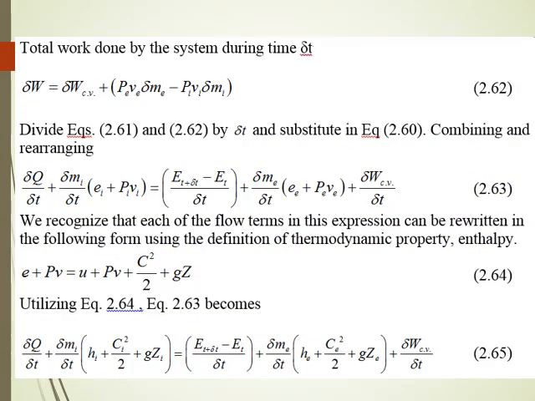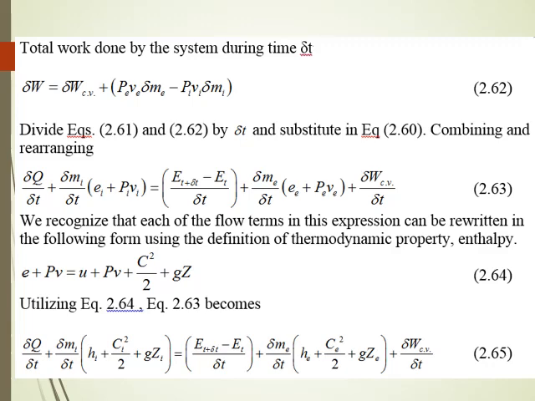Now the total work done by the system during time delta t, del W, is equal to del W CV plus PE VE del me minus PI VI del mi. Now the second term, PE VE del me minus PI VI del mi, is basically the flow work, meaning the work associated with the masses del mi and del me crossing the control surface. And the first term includes all other forms of work, such as that associated with the rotation of a shaft.